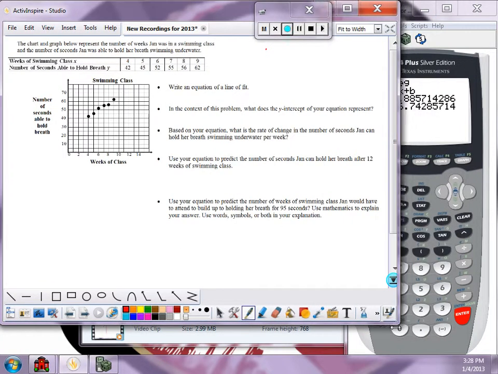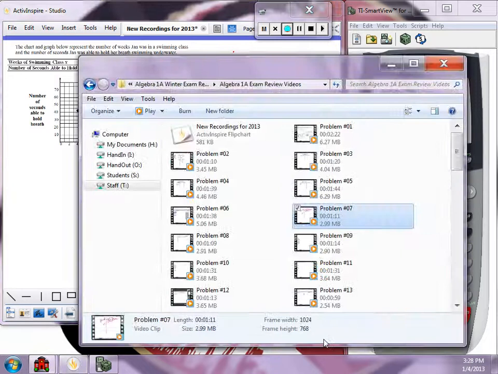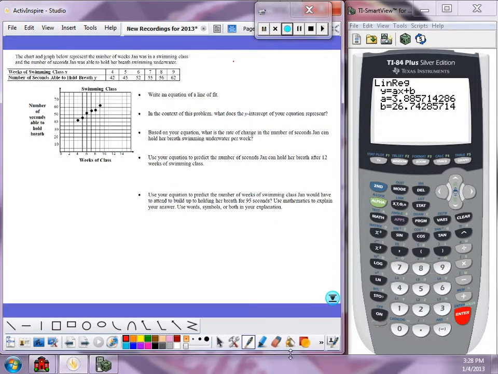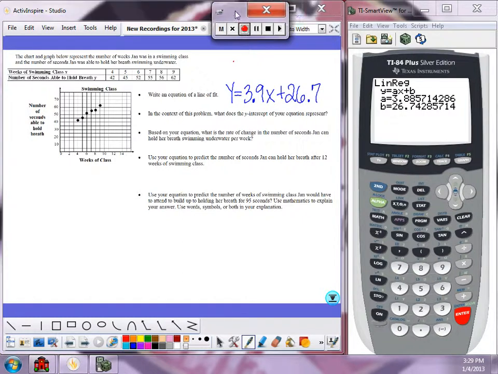All right, so I can see a little better. Okay, so what is the equation of the line of best fit? All right, let's round to the tenth. Y equals 3.9x plus 26.7. All right, now we have to probably explain this.